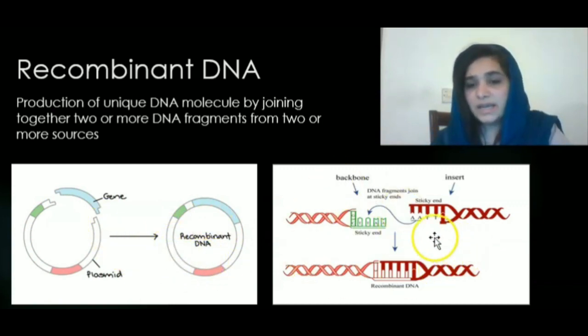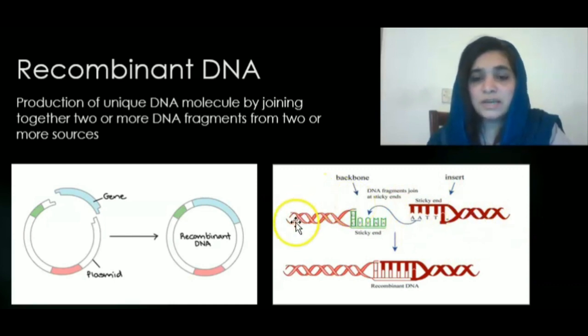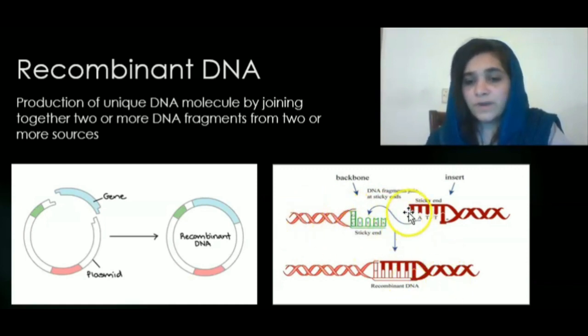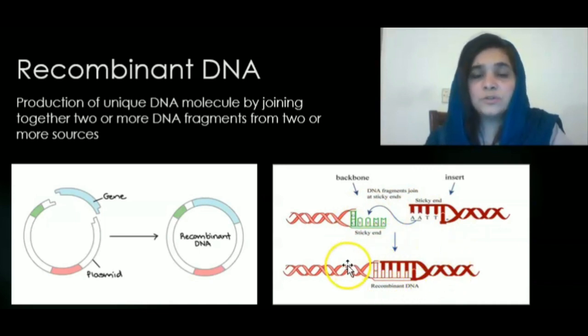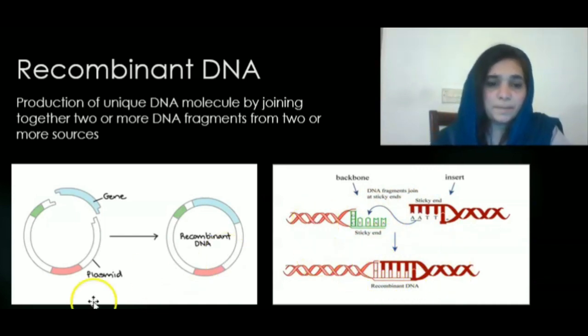So here is a diagram that shows how it is going to happen. This is the double-stranded DNA molecule. First, DNA fragments join at the sticky ends. One of them is from a different source and the other one is from a different species, or a different animal or human or plant source. So once they combine at the sticky ends, they lead to the formation of a recombinant DNA.